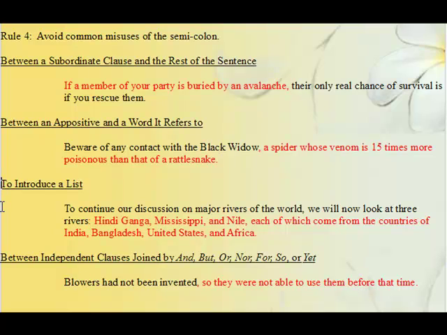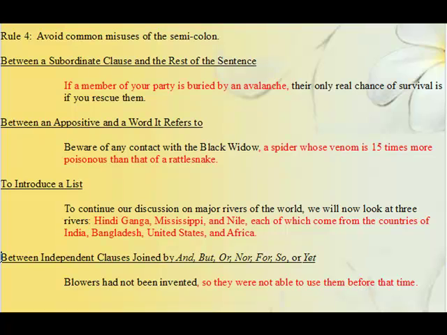Do not use one to introduce a list. Example: to continue our discussion on major rivers of the world, we will now look at 3 rivers: Hindi-Ganga, Mississippi, and Nile, each of which have come from the countries of India, Bangladesh, United States, and Africa. Notice here you have your colon, not the semicolon. That would not be appropriate there. So items in a series are introduced with colons, not semicolons.